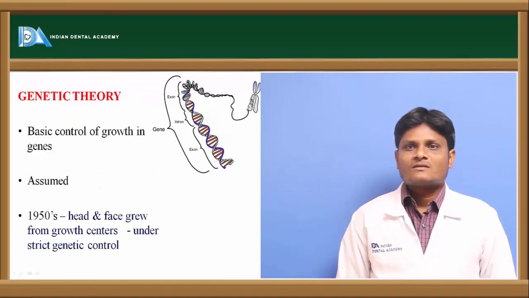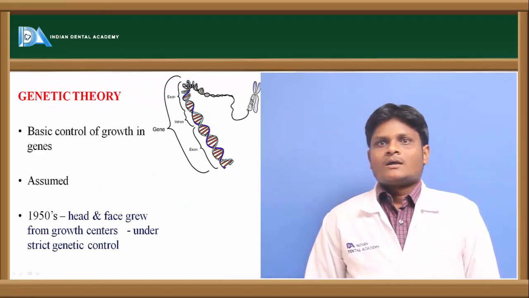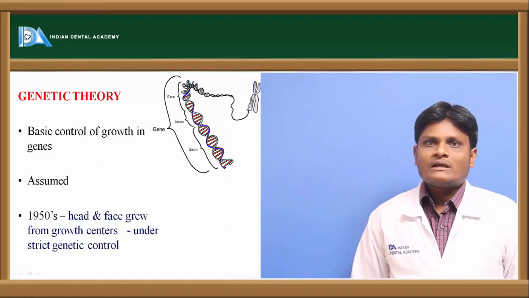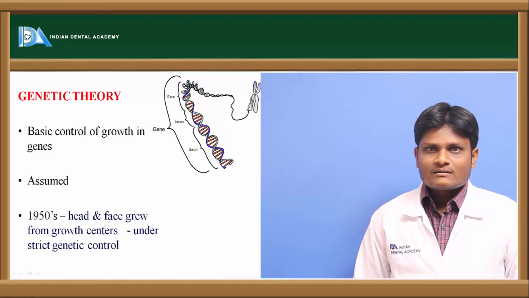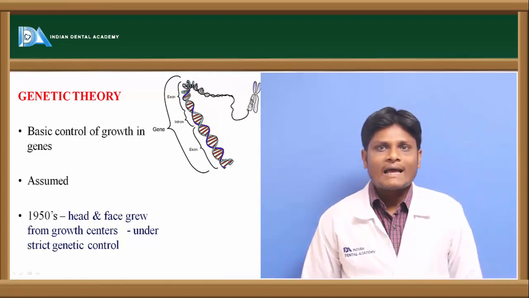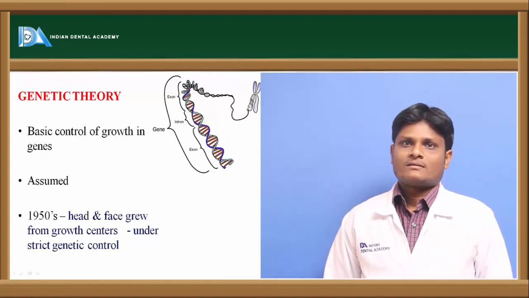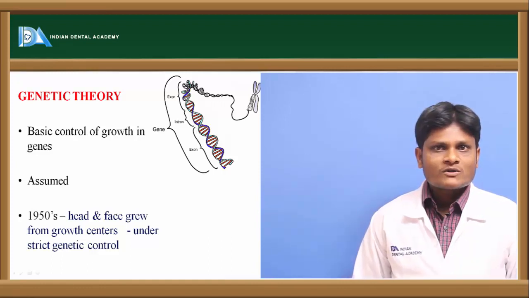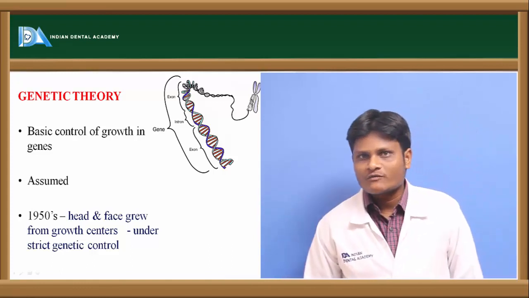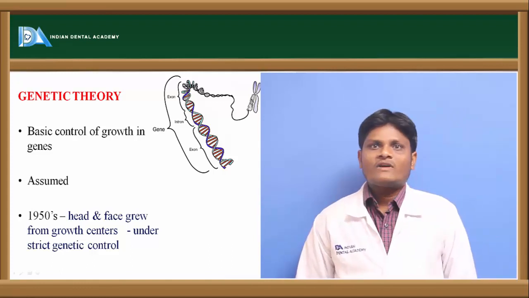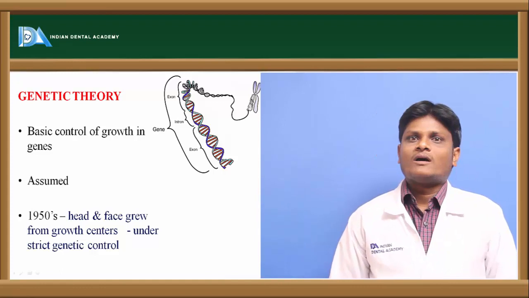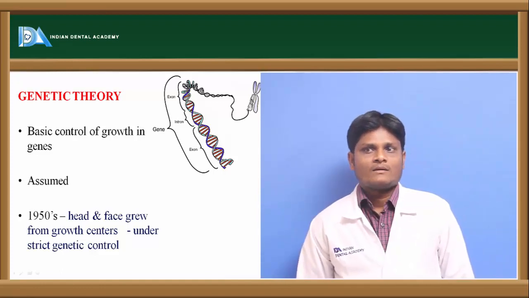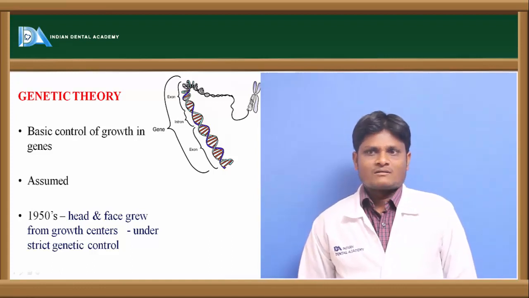The first one is the genetic theory. What the genetic theory says is that growth of an individual is a predetermined thing and every individual has a blueprint, a genetic blueprint that determines the pattern of growth and the magnitude of growth of an individual, and all the variations occurring in the growth of a particular individual are subject to this blueprint. It's just an assumption.